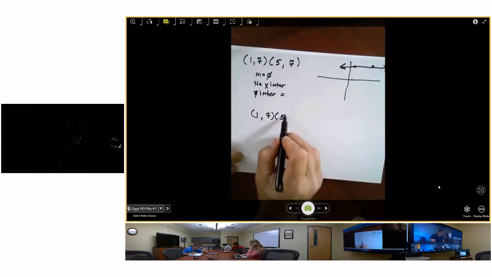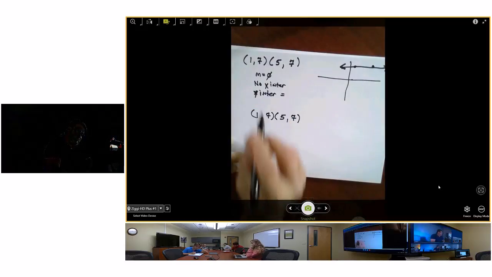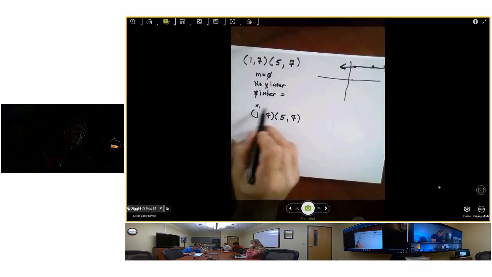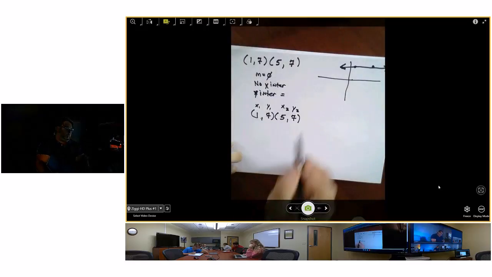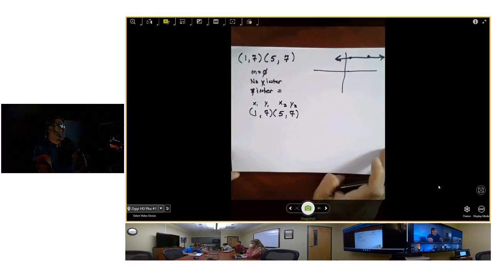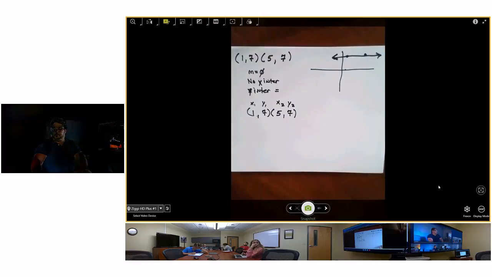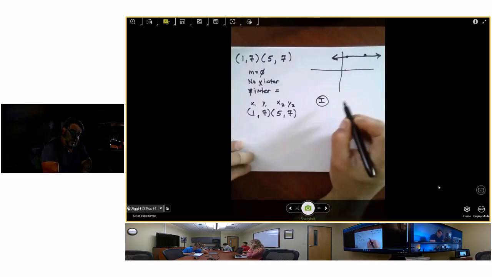1, 7, 5, 7. Read from left to right. So this is x sub 1, y sub 1, x sub 2, y sub 2. So in order to use the point slope equation, what do we have to find first? The slope itself. We got to find the slope. So we go over here and calculate the slope.